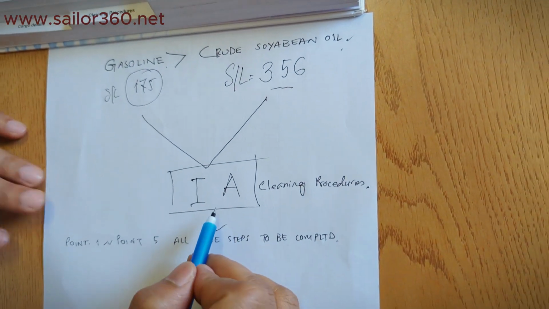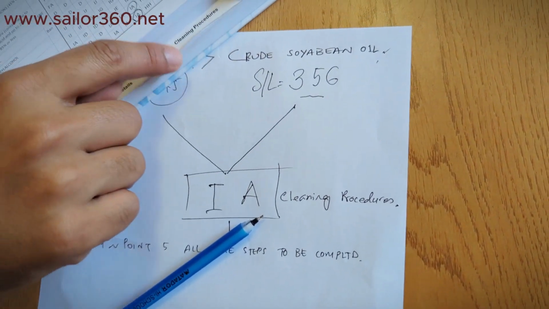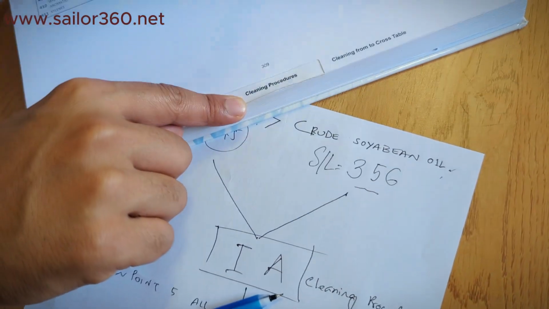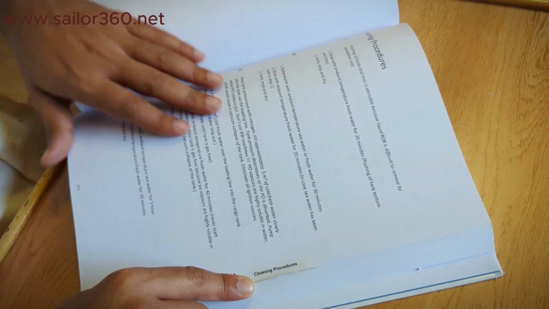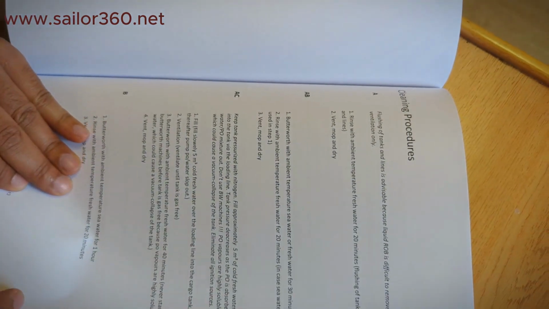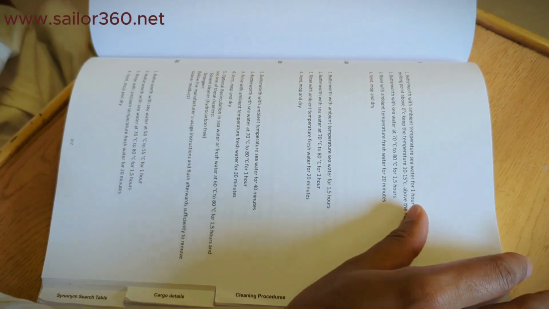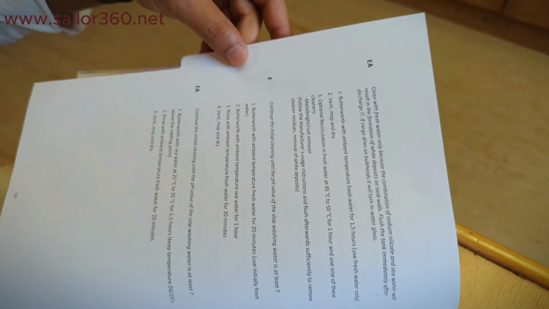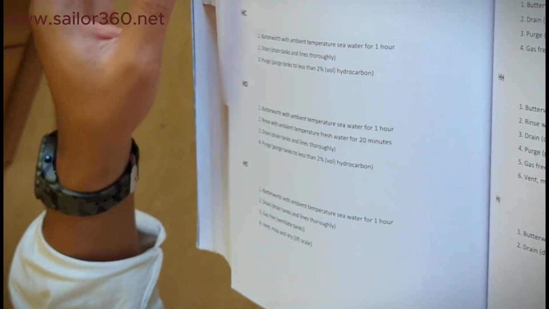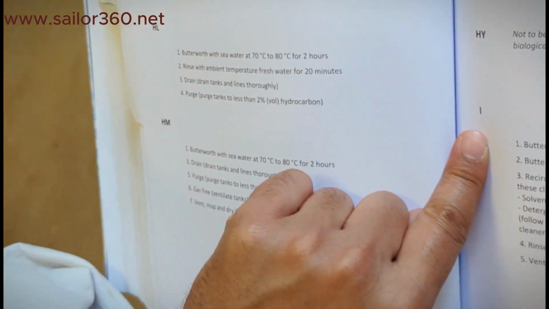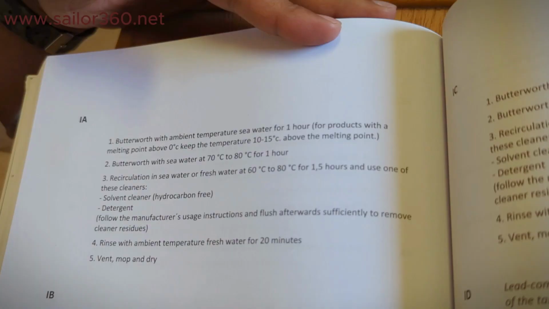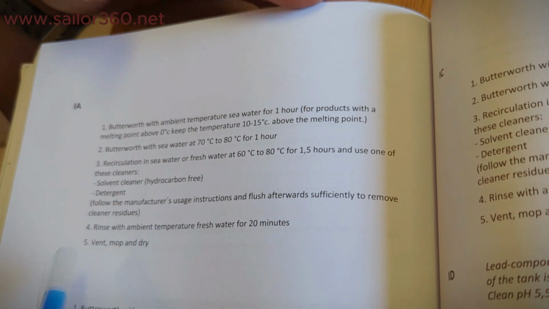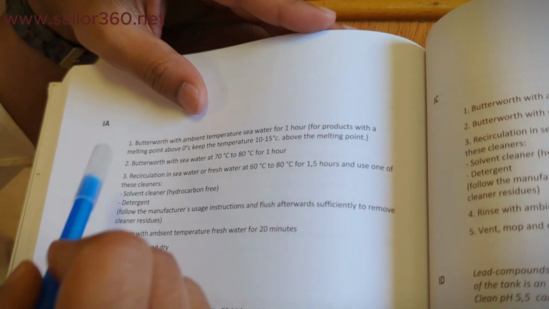Now let's go to cleaning procedures. Here you can go directly here. This is the cleaning procedures, and you have to find IA. It is also in alphabetical sequence. So I is, you will find G, H, I, and IA is this one. You can follow this one to prepare your tank for the next cargo.